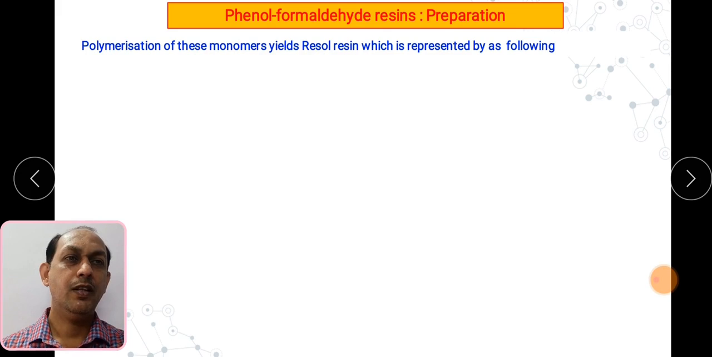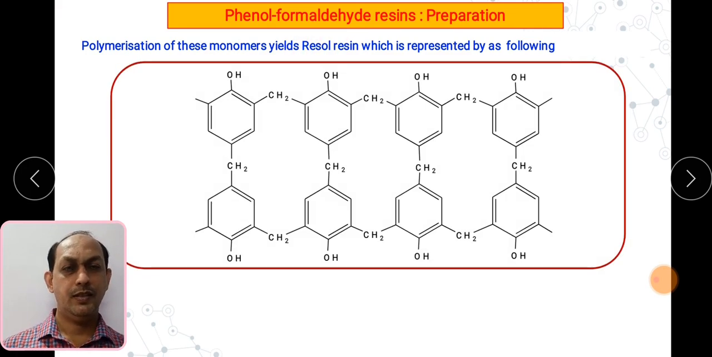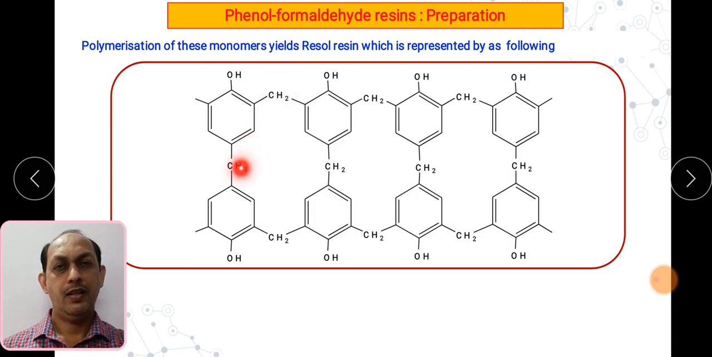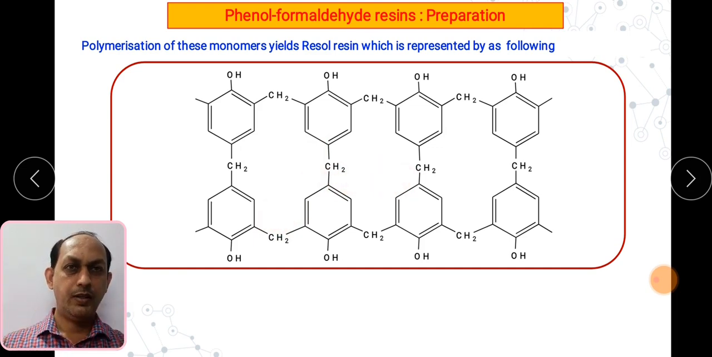Then the polymerization of these monomers, this is a linear condensation. If it is a cross-linked one, then we get the resol resins. How it is formed, see the structure. So this is a mixture of ortho and para. If it is present, it will form the cross-linked, completely we can say, coplanar structure that is called a resol resin.